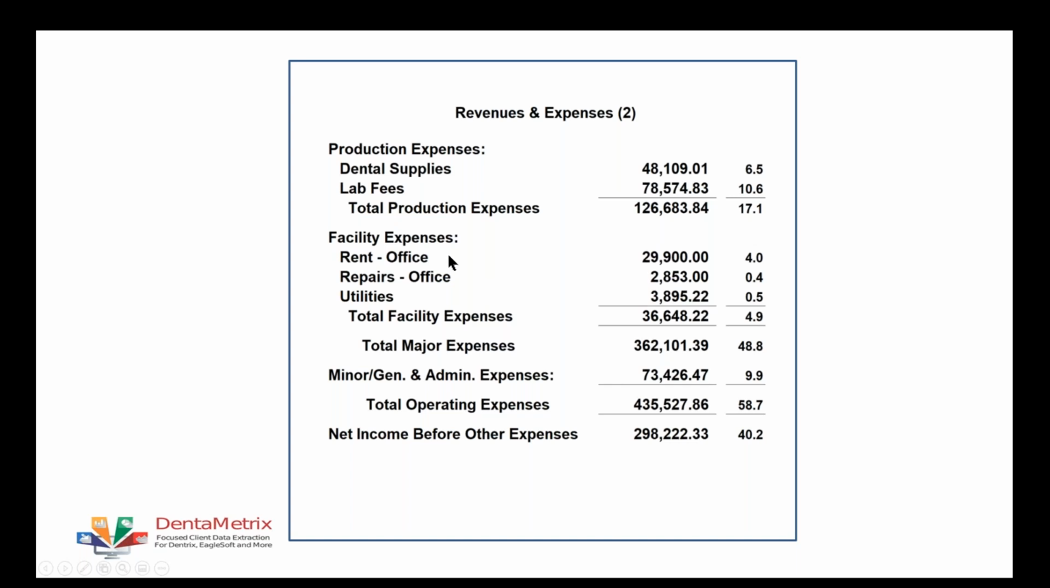And so we have the facility expenses. Here was the rent, repairs, utilities, etc. And so your grand total of major expenses, we call them, is 362. The general and administrative expenses, some folks like to call minor. In accounting school, there's no such thing as major and minor expenses. We kind of lump them all together and say, here's all your major operating expenses. That was about 58% if you base it on the UCR fee, and your net income is about 40%. And so those are good numbers. Let's go on to the next page.